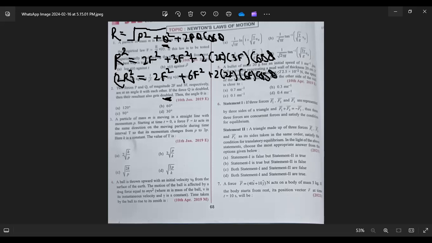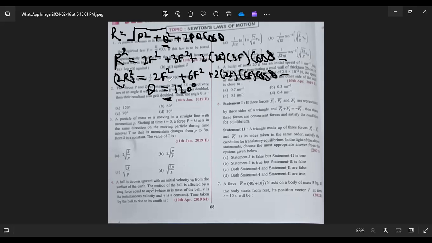That's why we write 6f cos theta. After that, if you solve the values from the equations, this is your equation number 1 and this is your equation number 2. On solving this, theta is equal to 120 degree. You can solve easily. These are the two equations. So theta is equal to 120 degree.